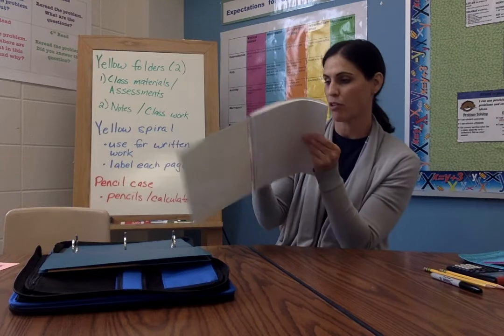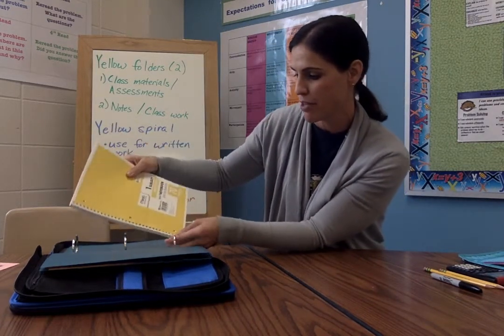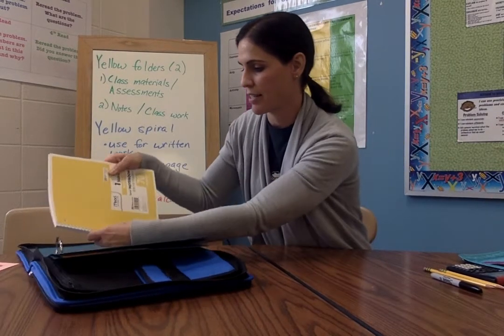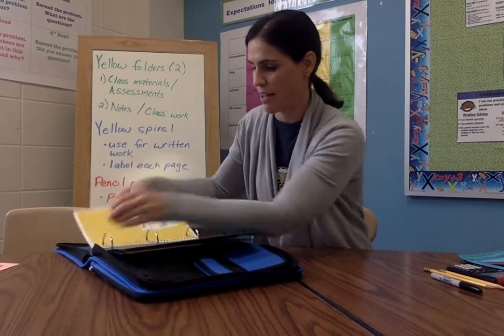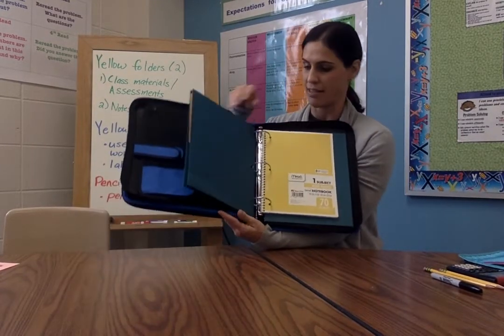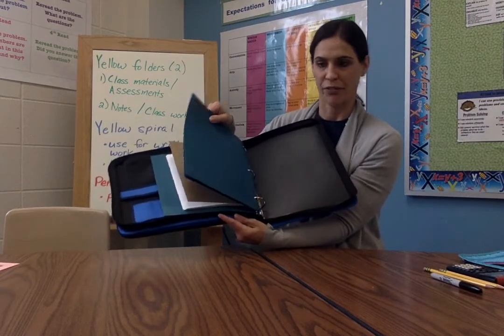And it probably would be a good idea to keep your spiral in between your 2 folders. So if you want to go ahead and put that in there and kind of sandwich it in, and then it will kind of stay in there. And then you kind of see it's like that. So you have one folder, your spiral, and then you have another folder.